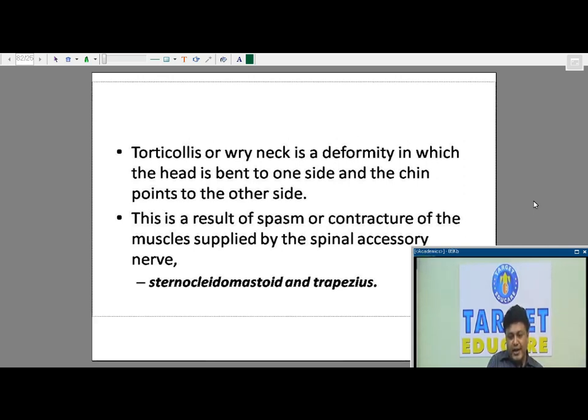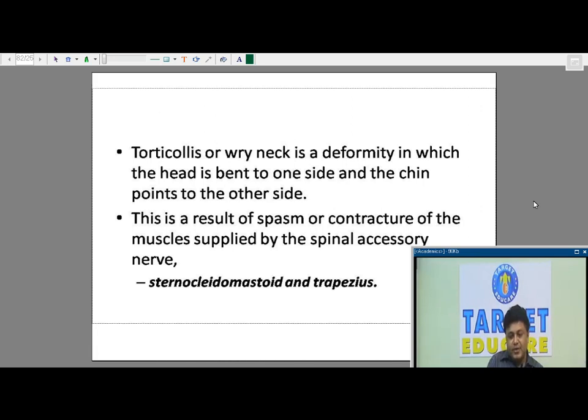Torticollis or wry neck is a deformity in which the head is bent to one side and the chin points to the other side. This is a result of spasm or contracture of the muscles supplied by the spinal accessory nerve.